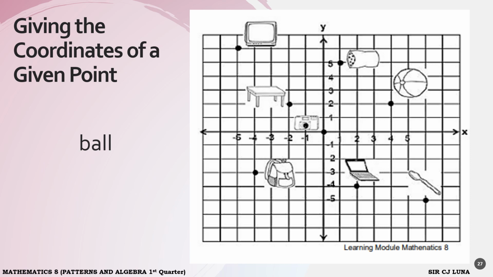Looking at the Cartesian plane, what are the coordinates of the ball? The ball is in quadrant 1. It is located 4 units to the right of the y-axis and 2 units above the x-axis. Hence, the coordinates of the ball is (4, 2).